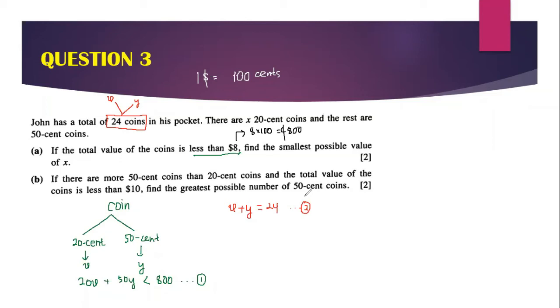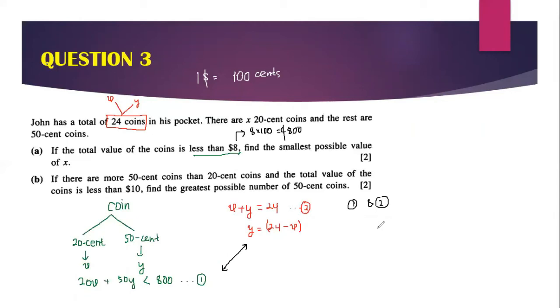And then there are X 20-cent coins and the rest are 50-cent coins, so 20X plus 50Y less than 800. Okay, next. The first statement we can modify to be Y equals 24 minus X. We can combine, substitute, or eliminate, up to you, with 1 and 2.